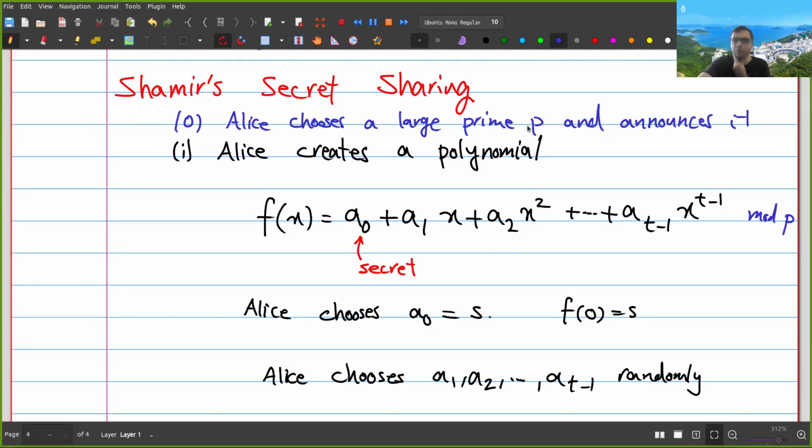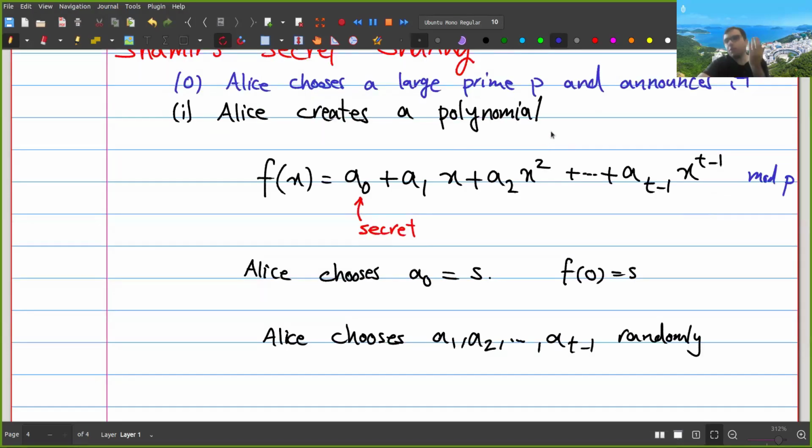And of course, I have to choose my p large enough so that my secret is smaller than p, but I would normally use a really large p. Like if my secret is, let's say, 32 bits, I would probably use a p that is at least 1024 bits. It's easy to find big prime numbers, just pick a big prime number p. And similarly, these coefficients are chosen randomly, but of course my coefficients are also between 0, 1 to p minus 1.